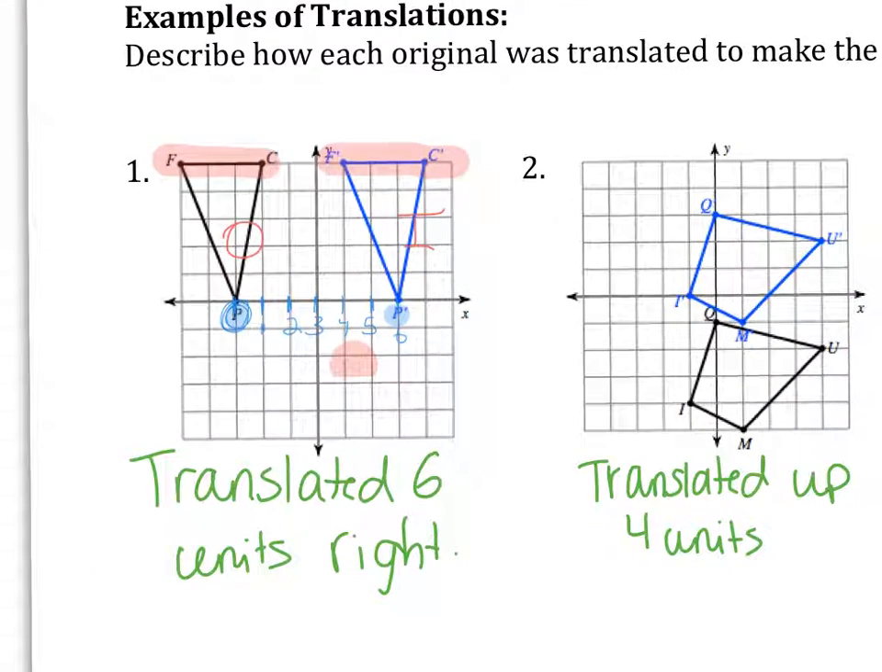So when you describe this, again, you have to say what type. So it was a translation. So we said translated 6 units, and you have to say the direction, up, right, left, or down. It's not enough to just say over because over isn't specific enough. Over could mean 4 directions. Okay, so translated 6 units to the right.